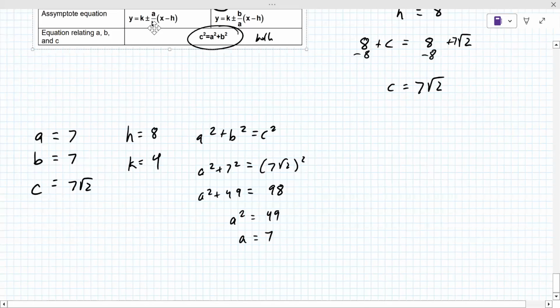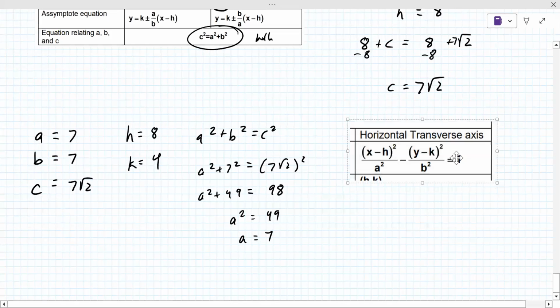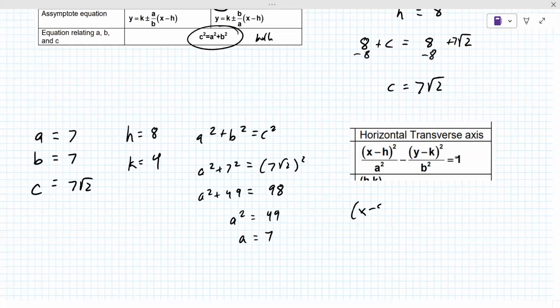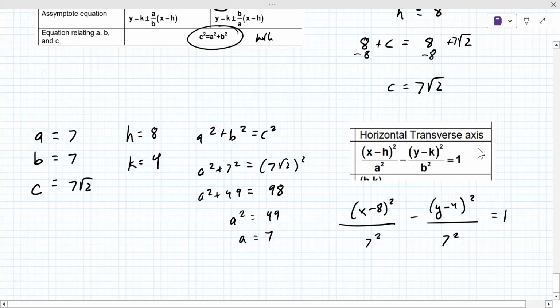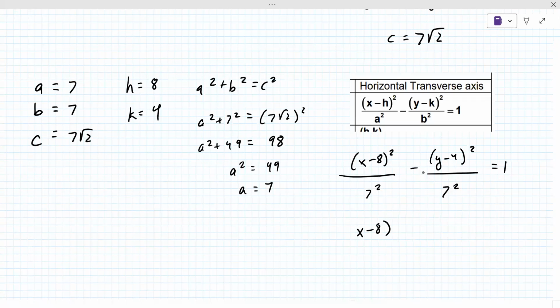Once you have those, you can write the equation. You've got to know which transverse axis it is, but we've already decided that. So you're just putting those numbers in here. x minus 8 squared over 7 squared minus y minus 4 squared over 7 squared equals 1. x minus 8 squared over 49 minus y minus 4 squared over 49 equals 1.